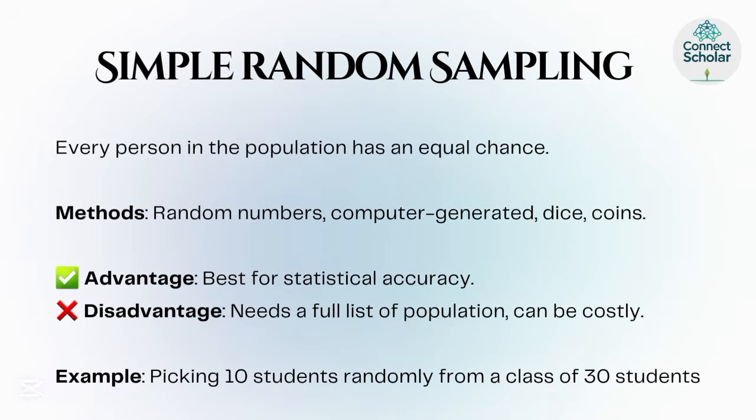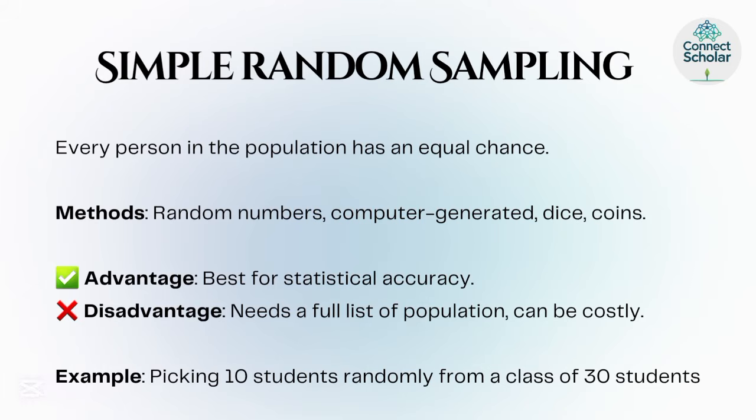In the simple random sampling, every person in the population has an equal chance of being selected. The method of this kind of sampling is that we have to pick a random number. That number can be out of your mind, or you can get it generated from a computer or artificial intelligence in today's world. You can also roll a dice or flip a coin to decide a number.